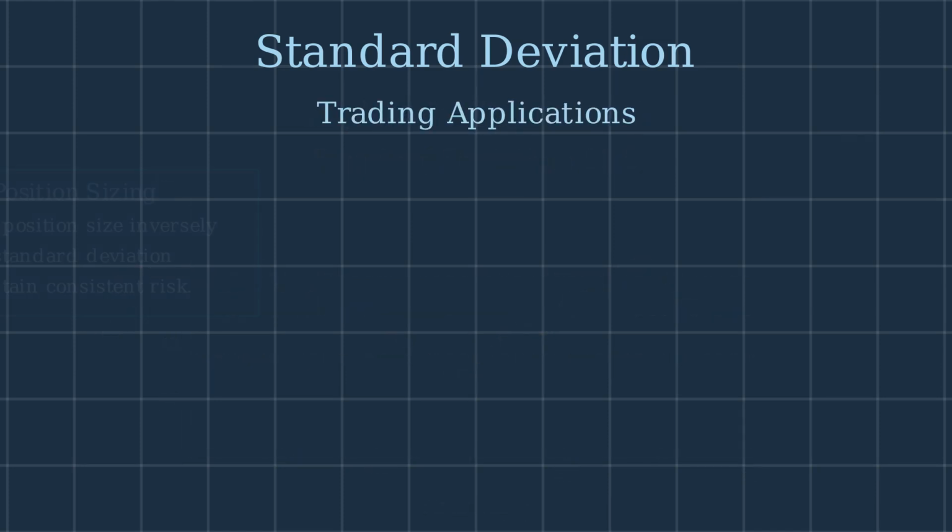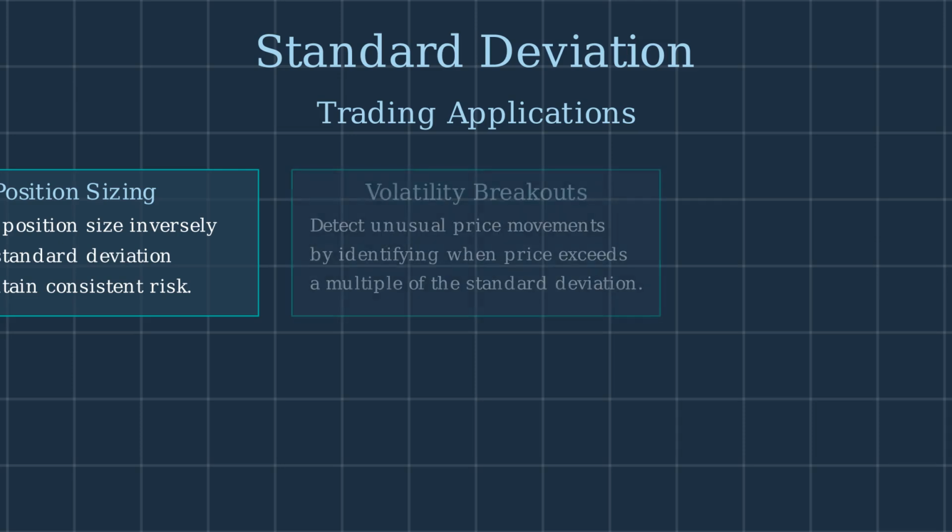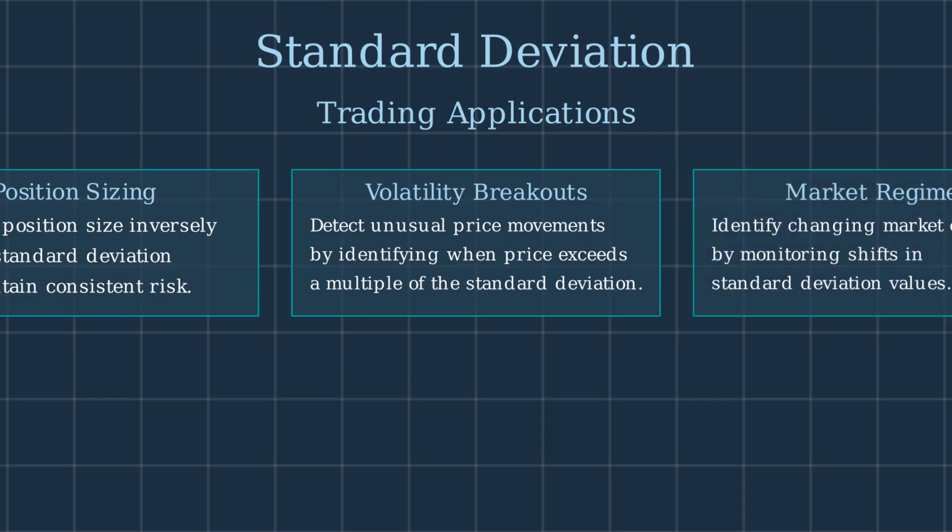Standard deviation has several practical applications in trading strategies. For position sizing, traders adjust their exposure based on standard deviation to maintain consistent risk levels. It's also used to detect volatility breakouts and identify changing market regimes, helping traders adapt their strategies.